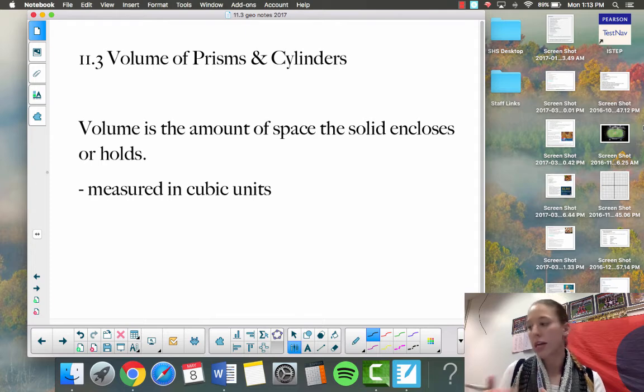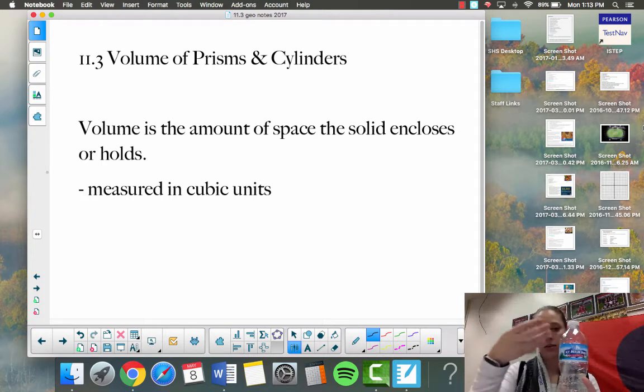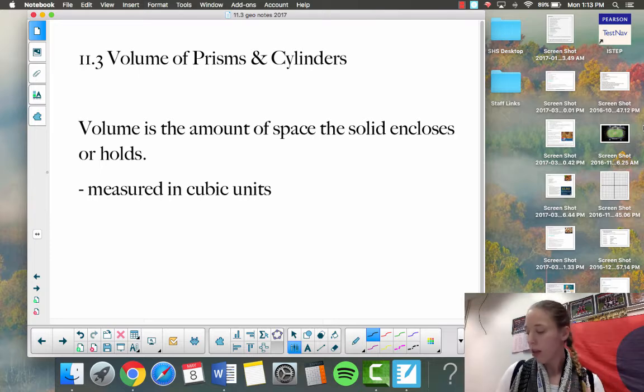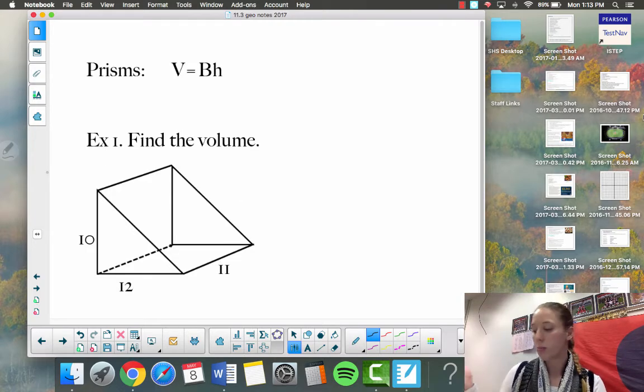If you're thinking about maybe a water bottle, how much water can fit into this plastic bottle? That would be considered volume. And when we talk about volume, we're considering the units. Remember, units for surface area is always something squared. Here it's going to be something cubed, so cubic units, like meters cubed or feet cubed. And we're just going to jump right into our formulas.